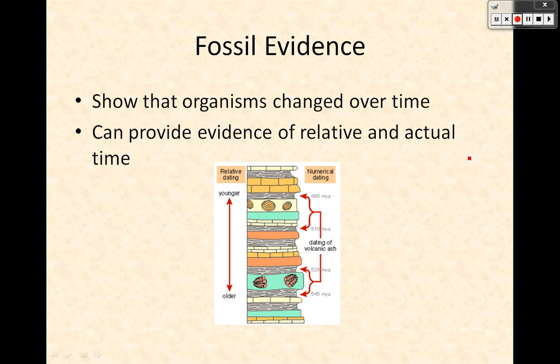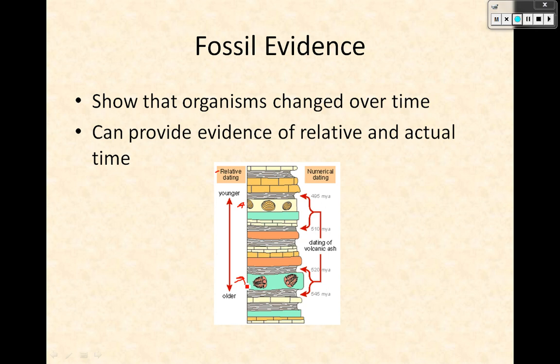They can also provide evidence of relative and actual time. If you look at this cross-section of strata here, strata being the Earth, we have what's called relative dating on this side. Relative dating is simply saying younger and older. The further you dig down, the older the rock layers are. So these shell fossils here are going to be a lot younger than these trilobite fossils, simply because the shell fossils are closer to the surface of the Earth.